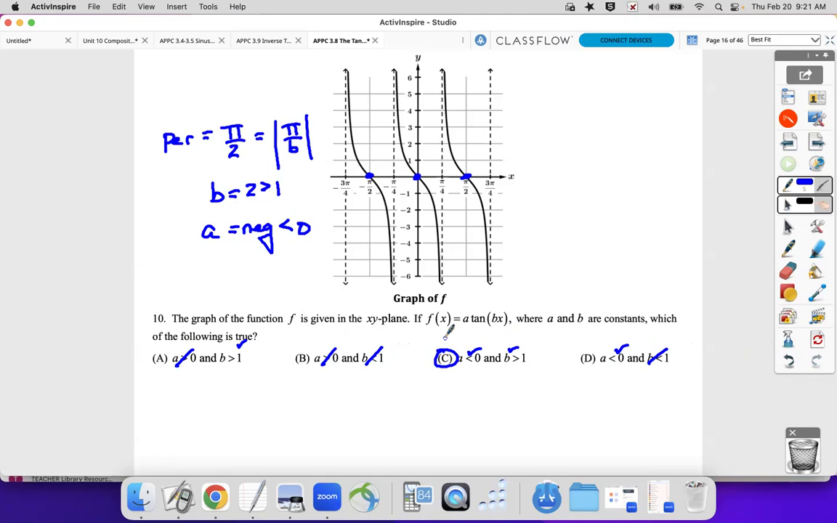For a tangent graph that's decreasing along its entire length, you have a negative amplitude. And there is a way to find the amplitude, but it involves finding where the 1 value is and figuring out what that angle is, and it's kind of a hassle.